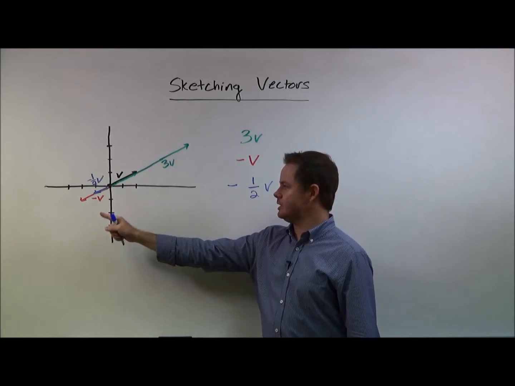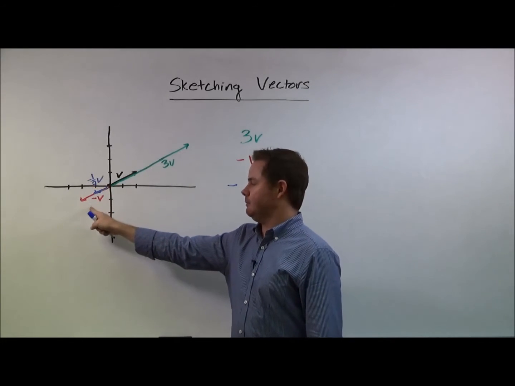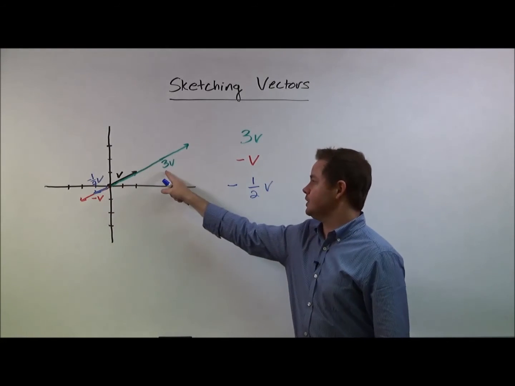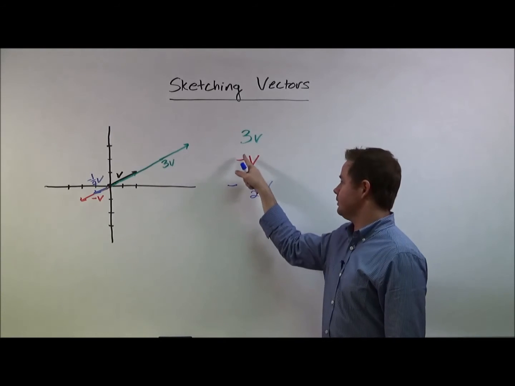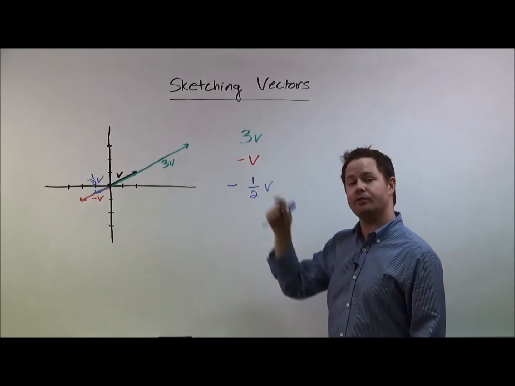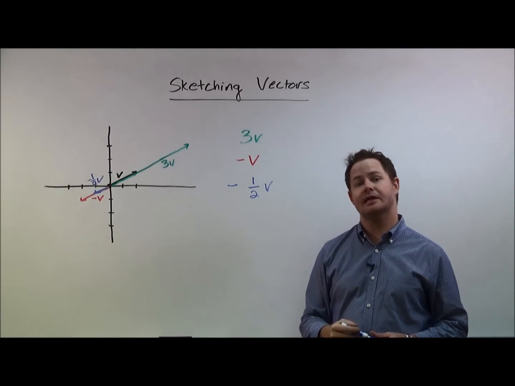So hopefully you can see that the negative impacts direction, the coefficient, the numerical value in front of it, whether it's a 1 or 1/2 or a 3, tells you about the size of your new vector.